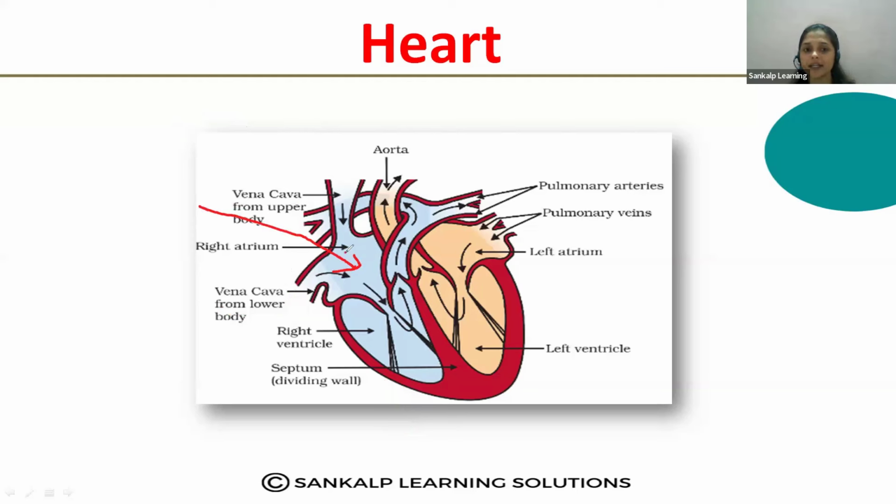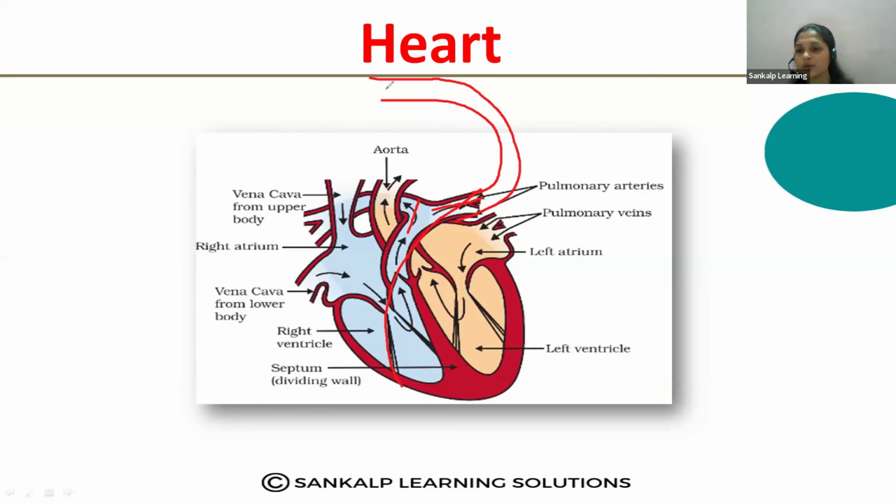Then when the right atrium contracts, the right ventricle receives the deoxygenated blood. After that, when the right ventricle contracts, through the pulmonary arteries, see here, they carry the deoxygenated blood to the lungs. Remember, pulmonary arteries carry the deoxygenated blood to the lungs, from the heart to the lungs. Is it clear? Yes, through the pulmonary arteries it is moving to the lungs.